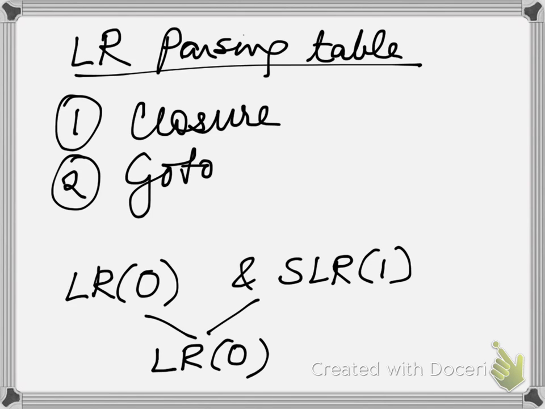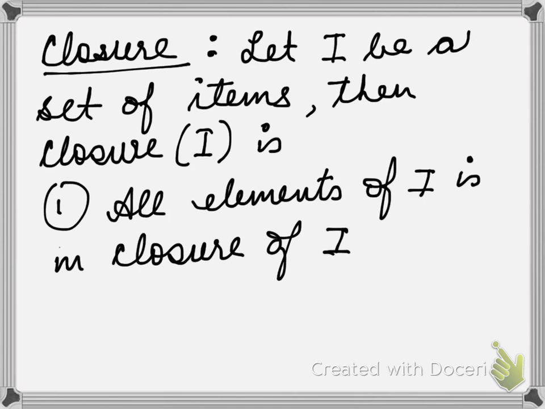Okay, so we'll see how the table is constructed, but for this we need two procedures. One is called closure and the other is called Goto. So let's see what these are. The definition of closure is, suppose I is a set of items, a set of canonical items that we talked about. Then the closure of this set of items has two rules.